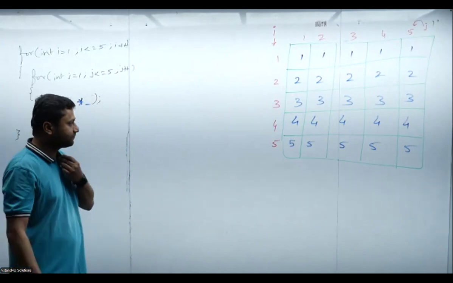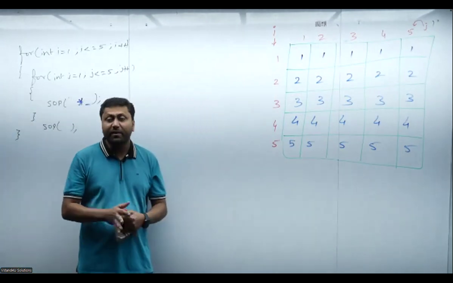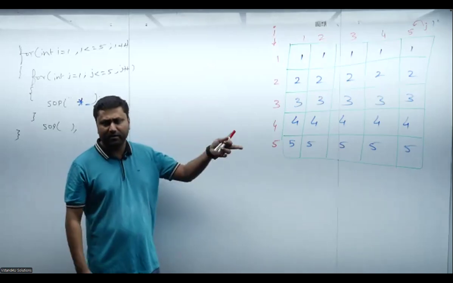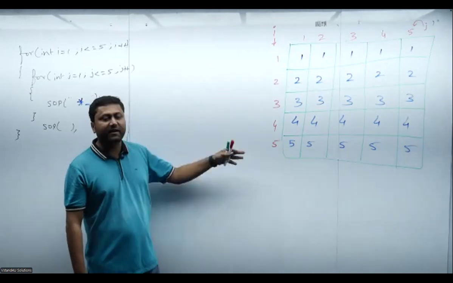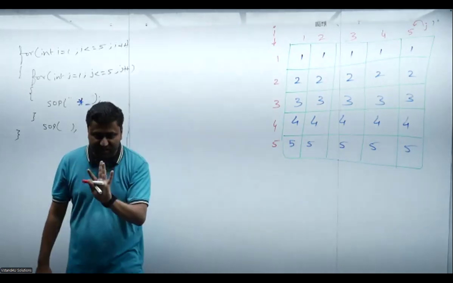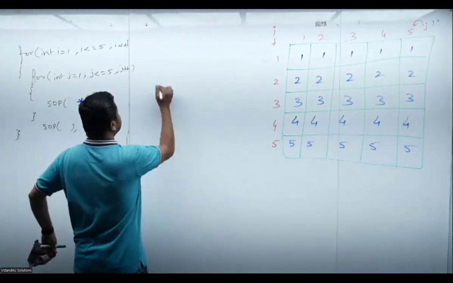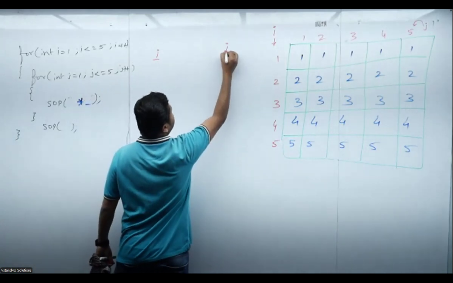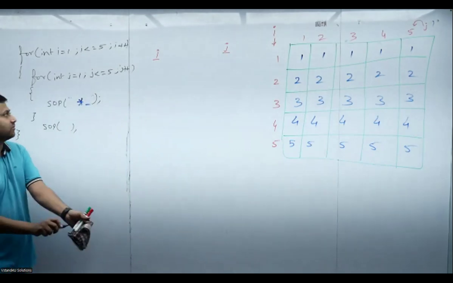Thank you, Amit. Let's focus now. The funda is simple and straight. One thing we understood, symmetry. The pattern is not changing with respect to J; the pattern is changing with respect to I. One thing is clear. Apart from this, for our easier understanding, I'll write the value of I as well as the value of J.